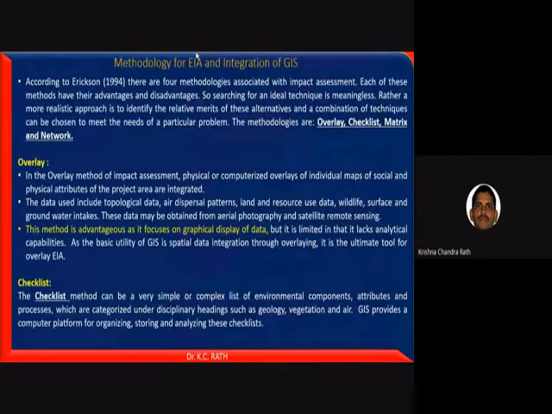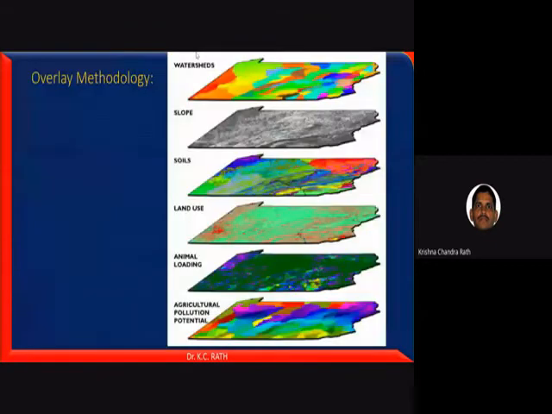The other one is the checklist. A very simple or complex list of environmental components or attributes, processes, which are categorized under disciplinary headings such as geology, vegetation, and air. And GIS provides a computer platform for organizing, storing, and analyzing this checklist.